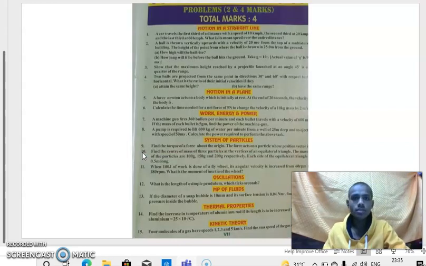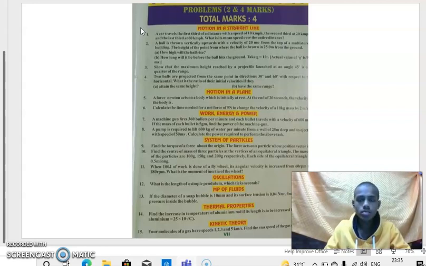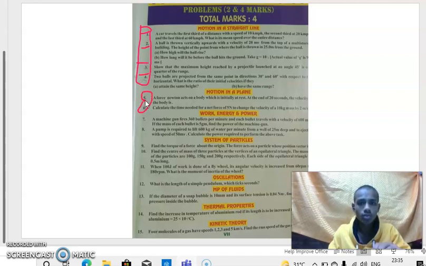And coming to problems, all these problems are most important. In third lesson, these 4 questions, just focus on this. And in fourth lesson, these 2. And in sixth lesson, these 2. And in seventh, these 3. In eighth, this. And in mechanical properties of fluids, this. And thermal properties of matter. And last is kinetic theory.